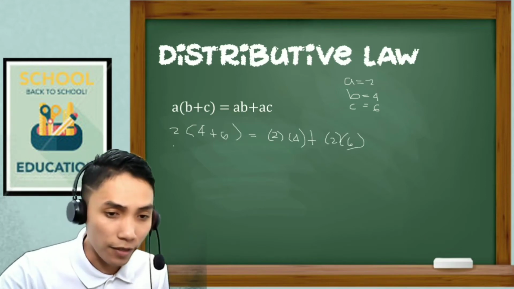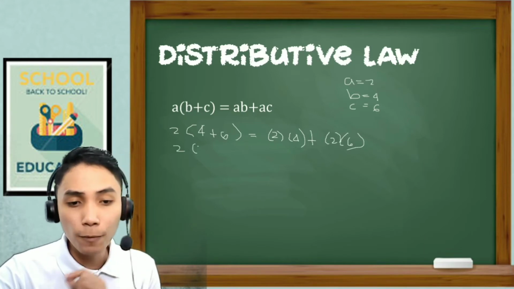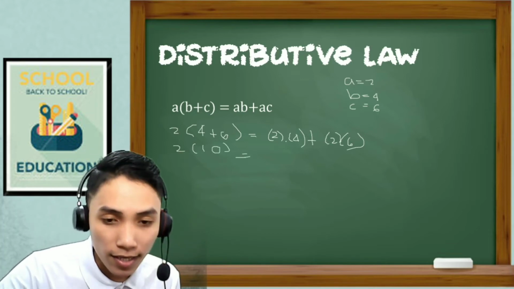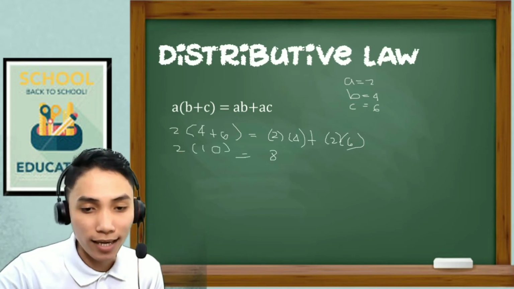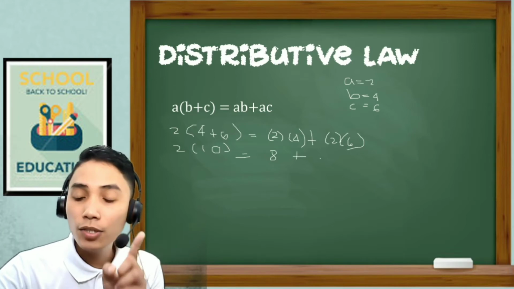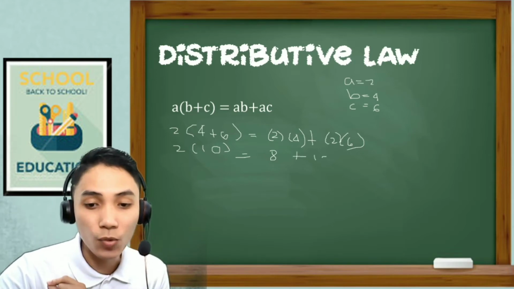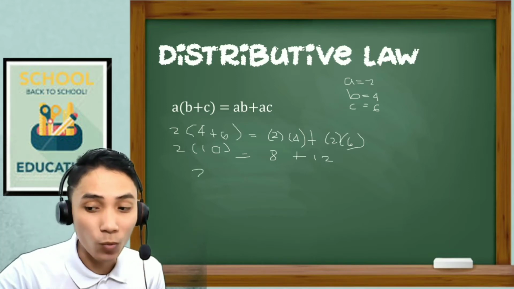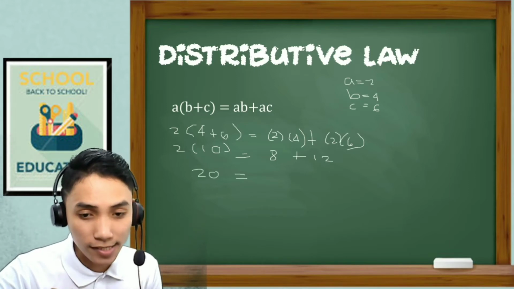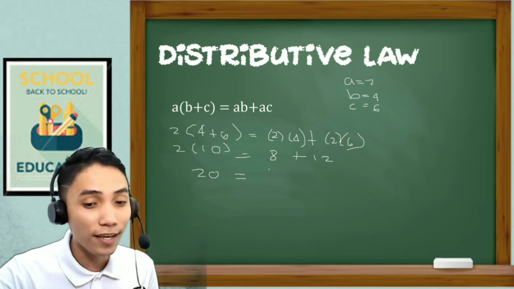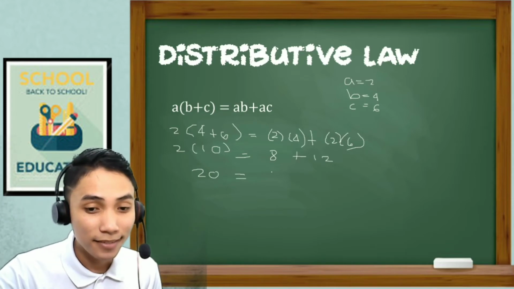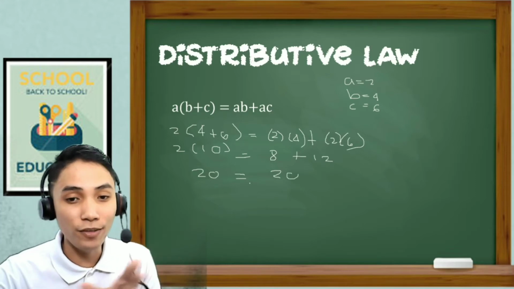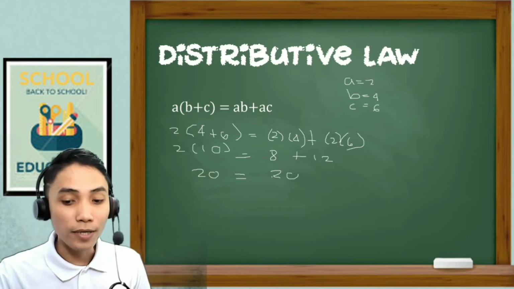Okay, so we have here 2 times. 4 plus 6, that is 10. Okay, so 2 times 4, that is 8, plus 2 times 6, that is 12. Now 2 times 10, that is 20, is equal to 8 plus 12, that is 20. Okay, so that is the distributive law.